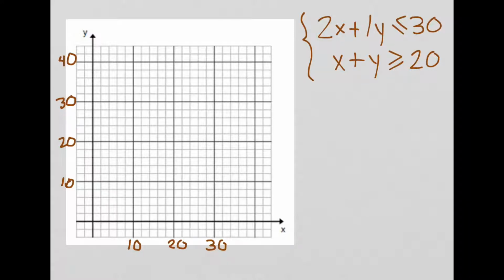One problem, though, is that on my graph I had to change the scale so that I could fit it on here. So I'm probably just going to shade instead of doing dots for all the whole numbers, because they're going to be too close together.